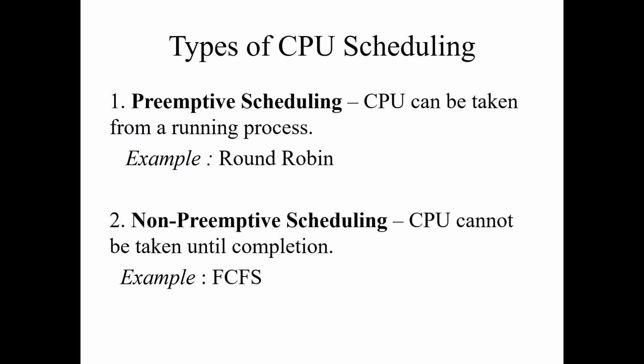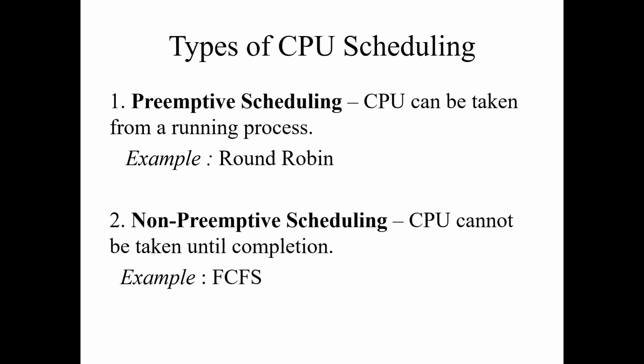Next, what are all the types of CPU scheduling? There are two types of CPU scheduling. One is preemptive scheduling and another one is non-preemptive scheduling. First, what is meant by preemptive scheduling? That is, the OS can disturb a process that is currently using the CPU and assign the CPU to another process. For example, we can take round robin.